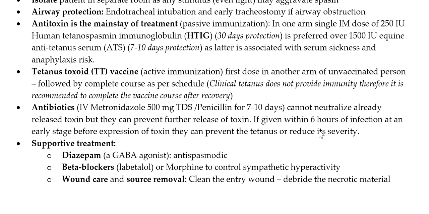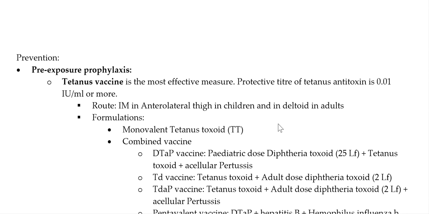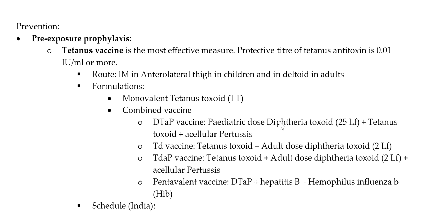Other supportive treatments are needed because the person is in rigid spasm. You should give antispasmodic like diazepam, which is a GABA agonist. You should give beta blockers like labetalol or morphine to control the sympathetic hyperactivity, which is seen in tetanus. Wound care and source removal is also essential. We have to clean the entry wound and debride any necrotic material, which could be the focus of infection, so that further aggravation does not happen. So these are the important points in case of treatment of tetanus. Now let us move to the prevention. So in prevention, we will divide it into pre-exposure and post-exposure prophylaxis.